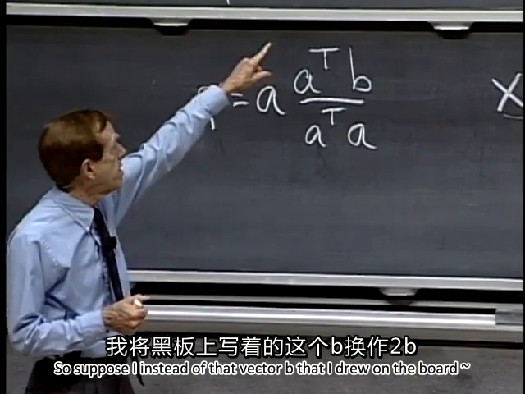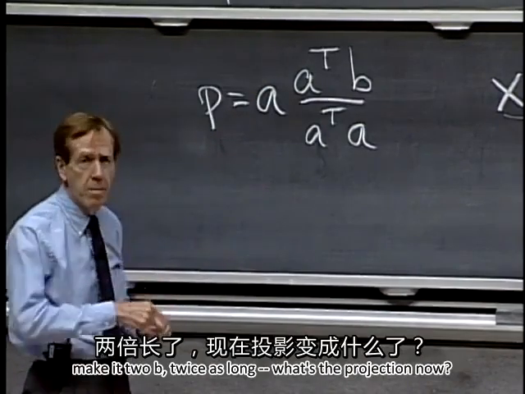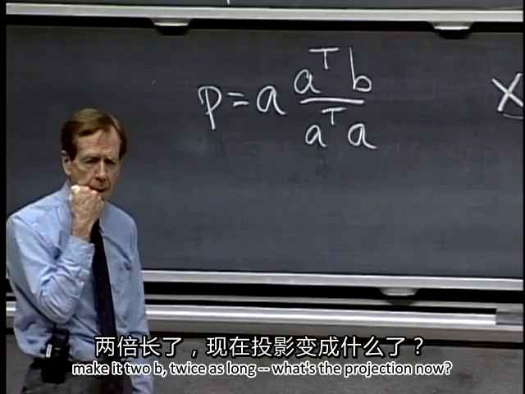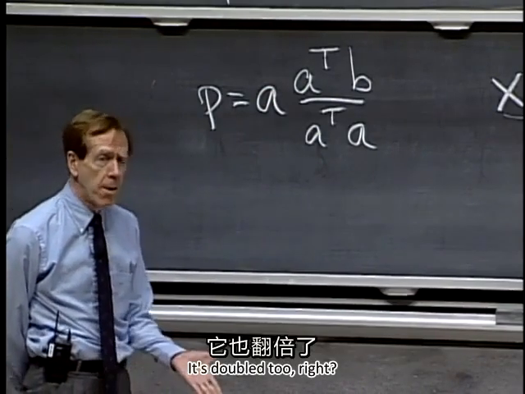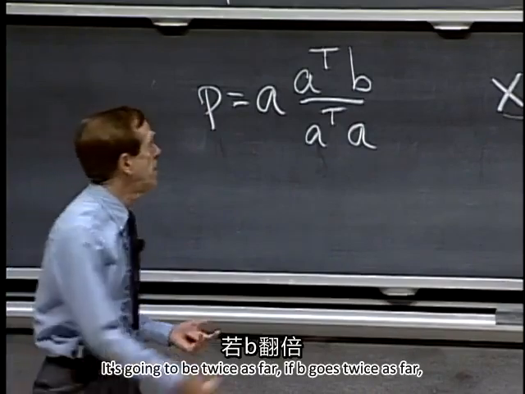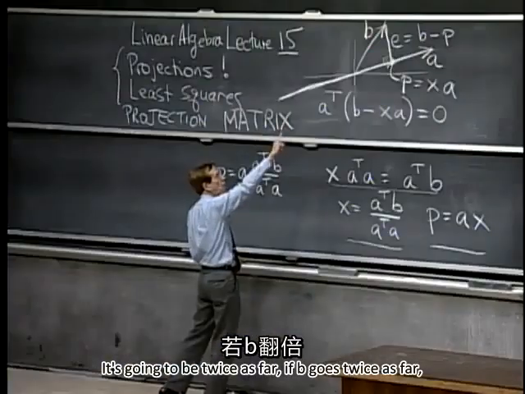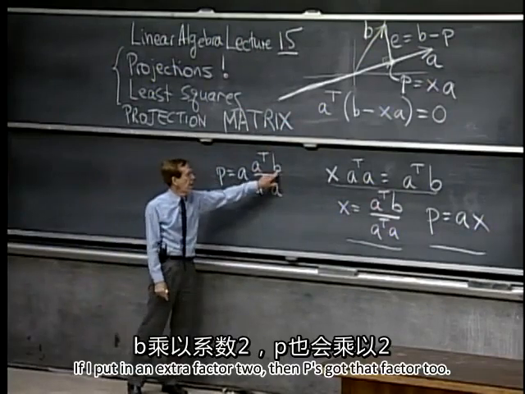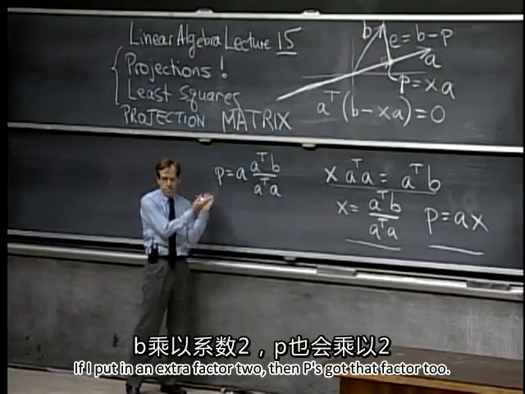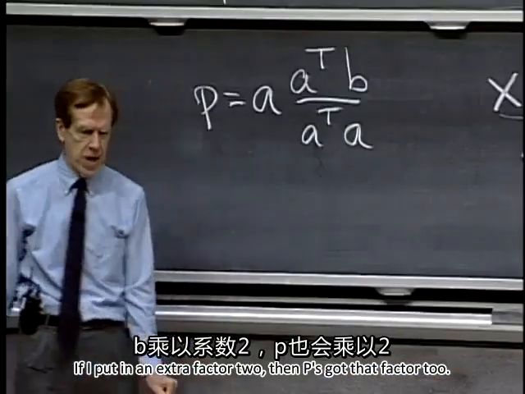So suppose instead of that vector B that I drew on the board, make it 2B, twice as long. What's the projection now? It's doubled too, right? It's going to be twice as far. If B goes twice as far, the projection will go twice as far. And you see it there. If I put in an extra factor 2, then P's got that factor 2.